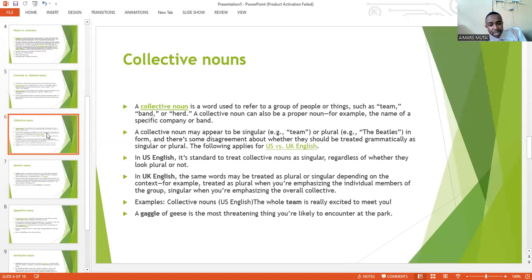In US English, it's standard to treat collective nouns as singular, regardless of whether they look plural or not. In UK English, the same words may be treated as plural or singular depending on the context: plural when you are emphasizing the individual members of the group, singular when you are emphasizing the overall collective. Examples of collective nouns used in English: The team is really excited to meet. A couple of geese is the most exciting thing you'd like to encounter at the back.